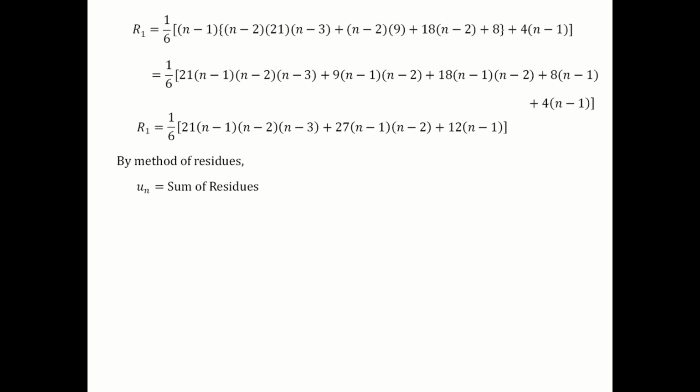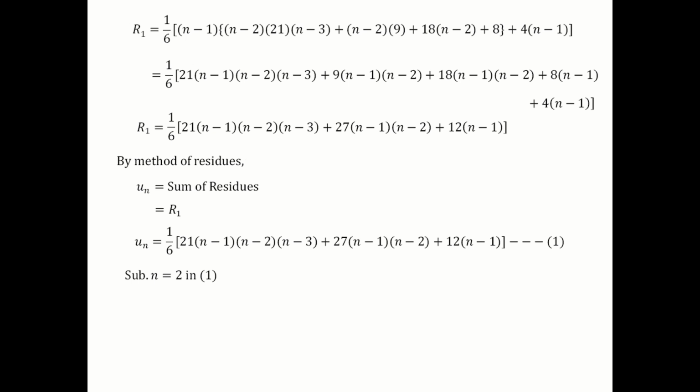So we need u1, the sum of the residues, right, that is r1. Here only one residue is there, that is why the sum of the residues is nothing but r1 only. Therefore u n, which is equal to, we know f of n is equal to the sum of the residues. Here instead of f we are using u, that is why u of n. So 1 by 6, 21 (n minus 1)(n minus 2)(n minus 3) plus 27 (n minus 1)(n minus 2) plus 12 (n minus 1). This is equation number 1.